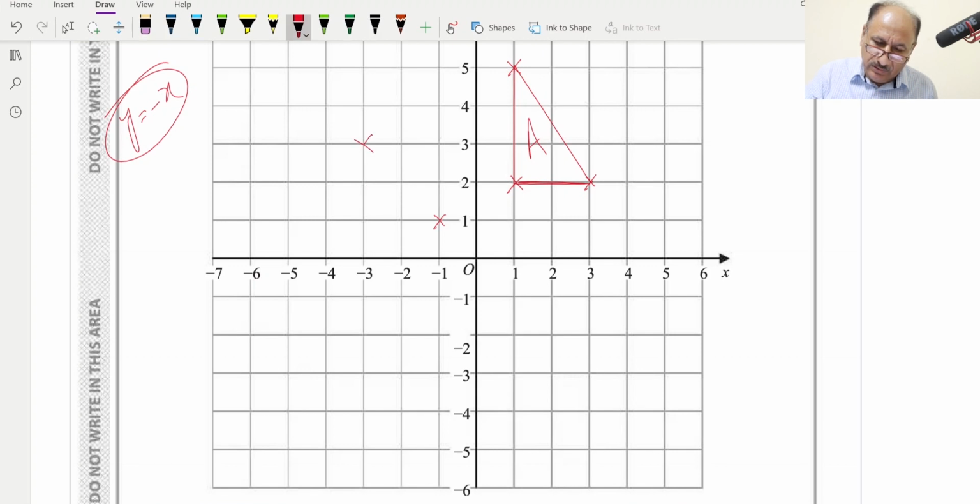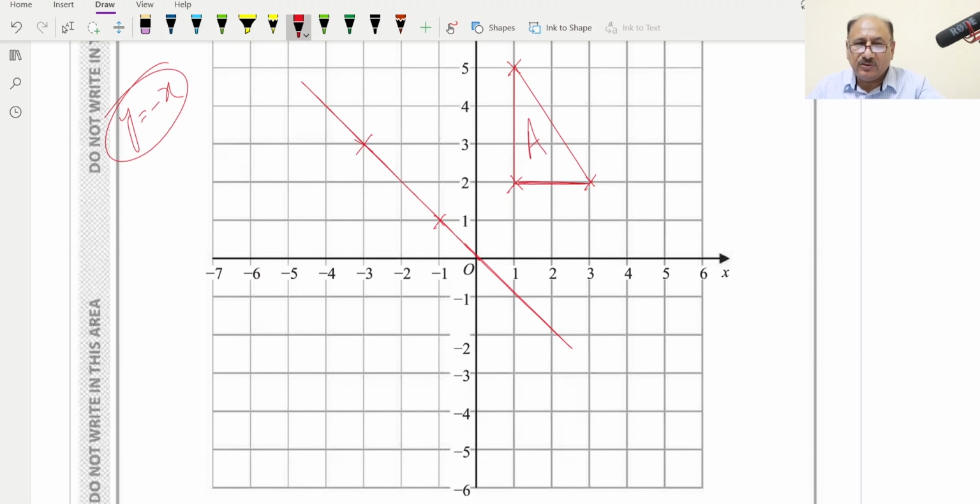This will be 3 and minus 3. So now we can draw this line, y is equal to minus x. Now we need the reflection of A.